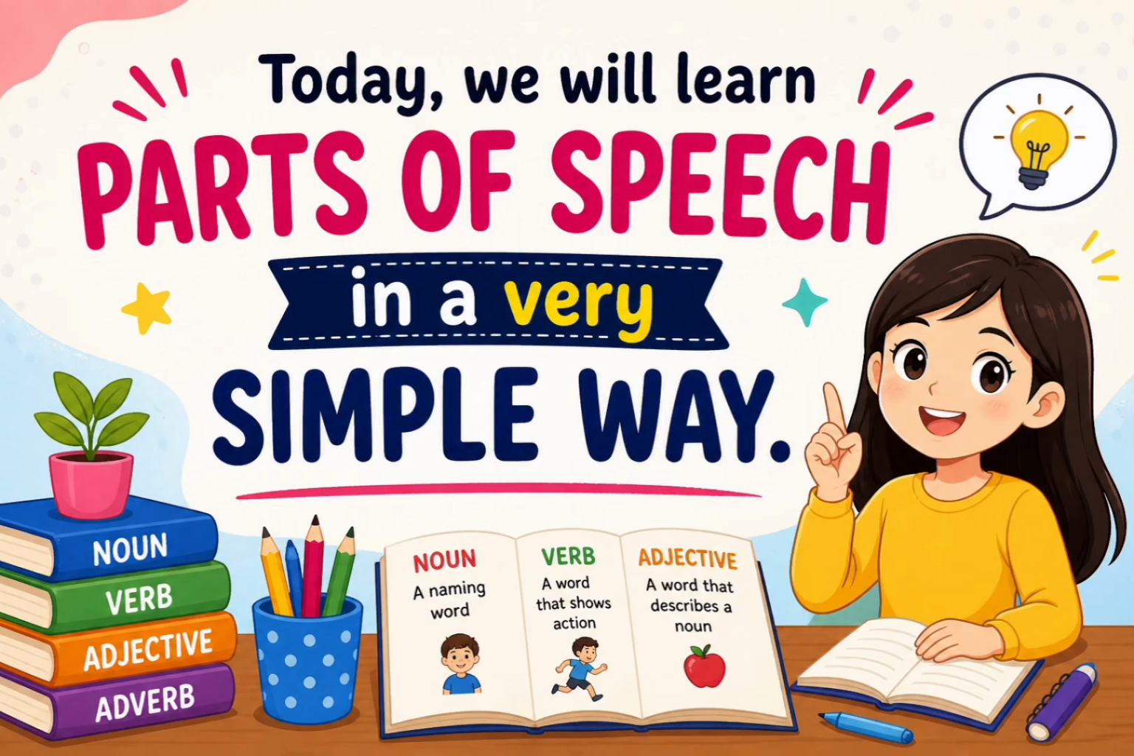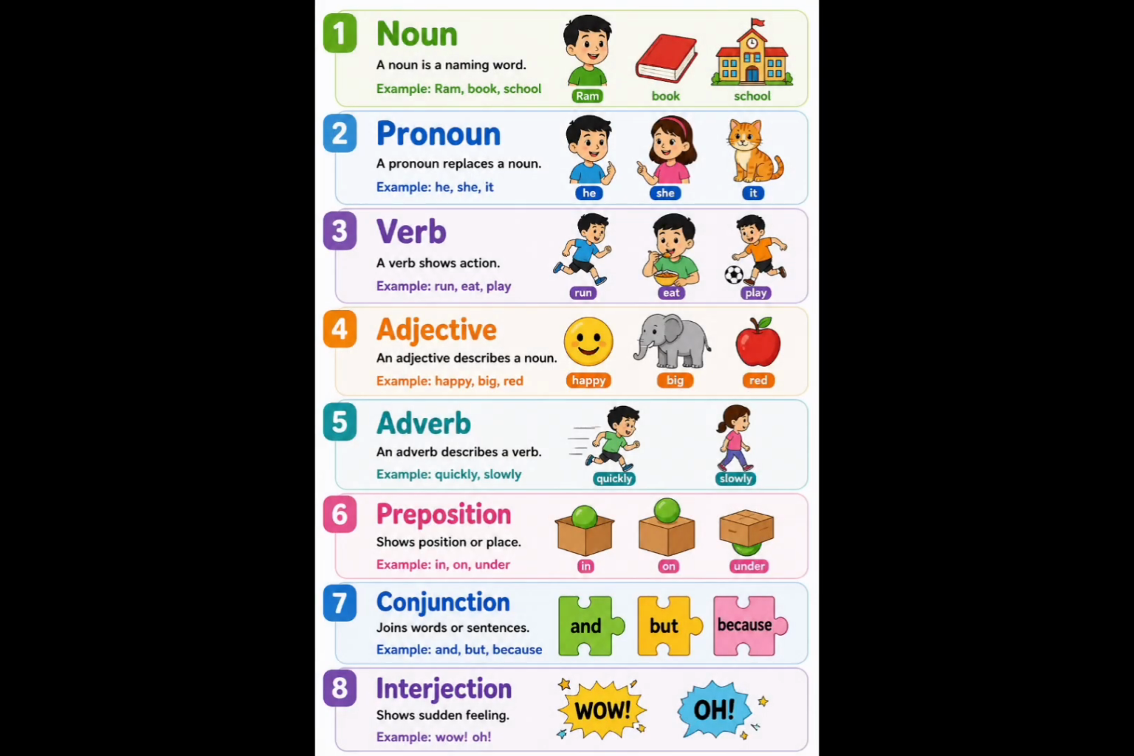Do you know sentences are made of 8 important parts? Let's learn them easily. 1. Noun. A noun is a naming word. Example, Ram, book, school. 2. Pronoun. A pronoun replaces a noun. Example, he, she, it.